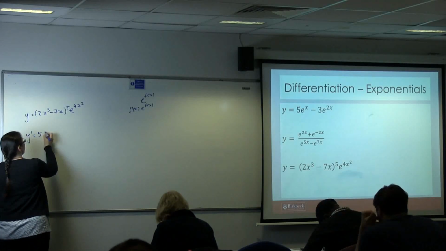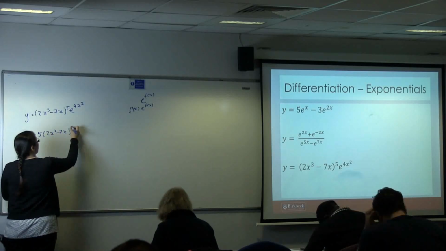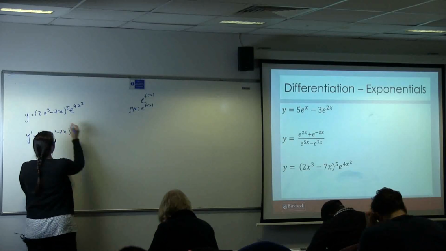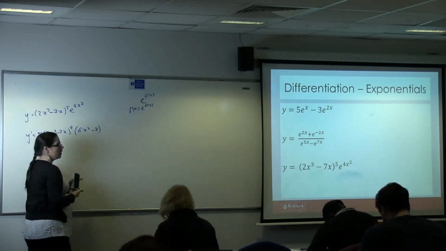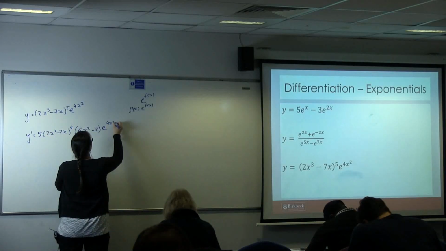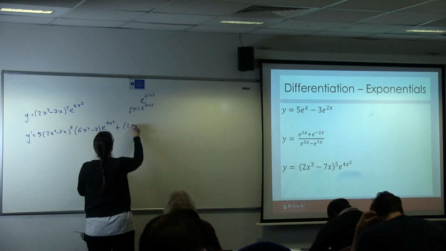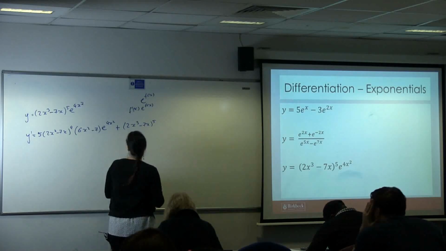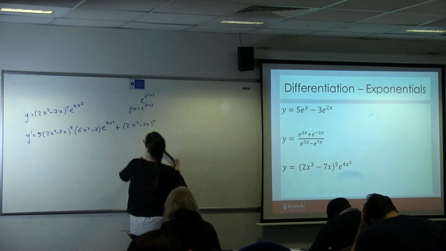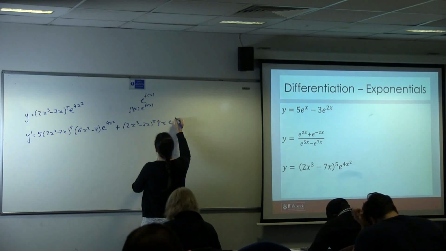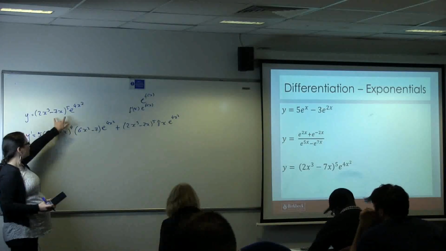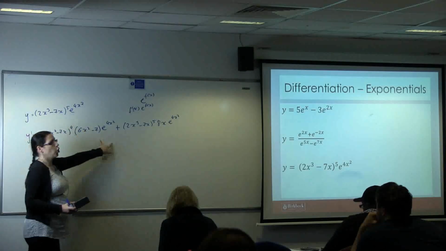So differentiate the first term, bring the power down, lower the power by 1, and then multiply it with the derivative of the inside, which is 6x squared minus 7. Now I differentiated the first term, and I need to multiply that with the second term. Plus, leave the first term and differentiate the second term. Now the second term is going to follow the rule of this. So what's the derivative of the power? 8x, and multiply that with e to the 4x squared. Again, a relatively complicated function becomes a lot more complicated.